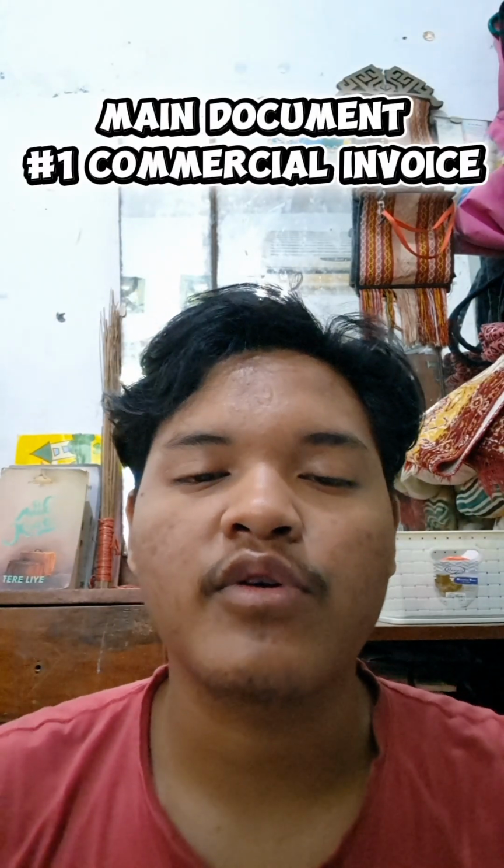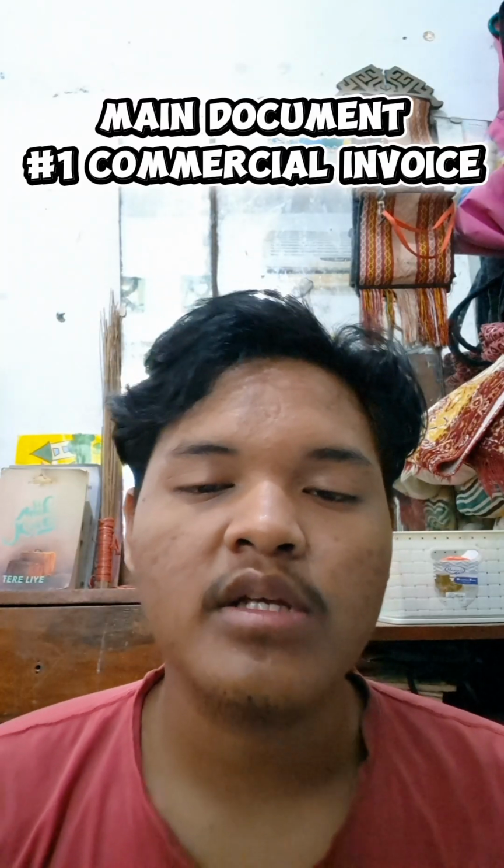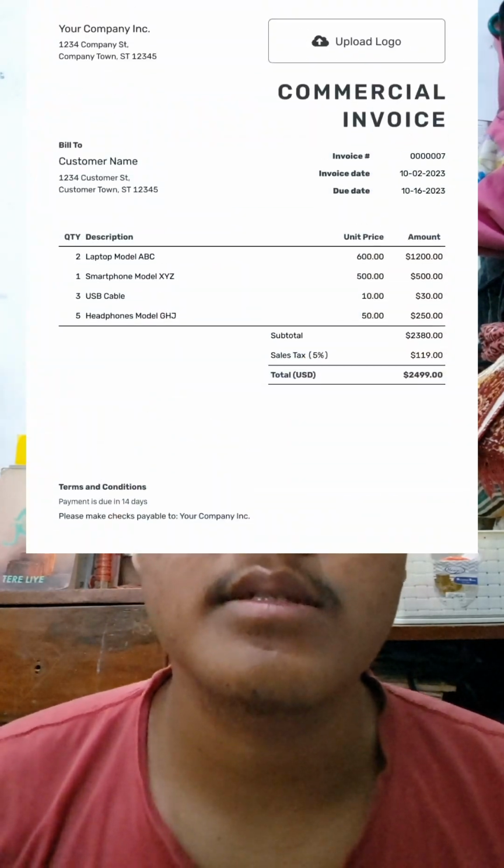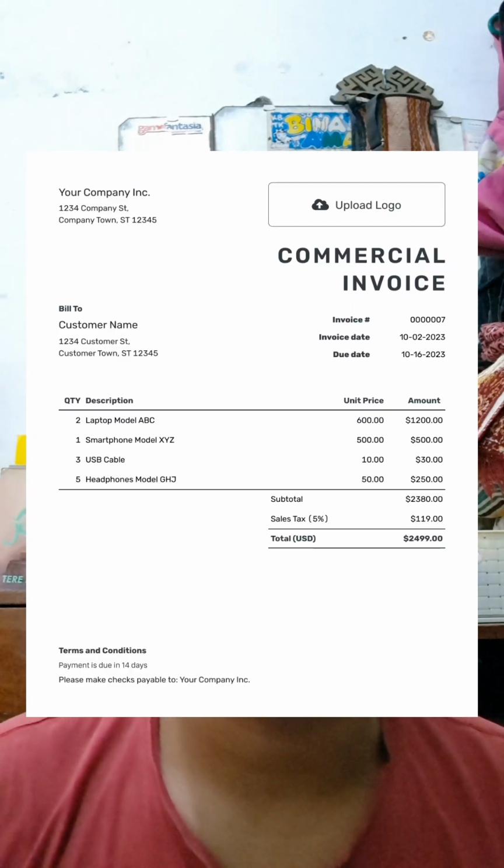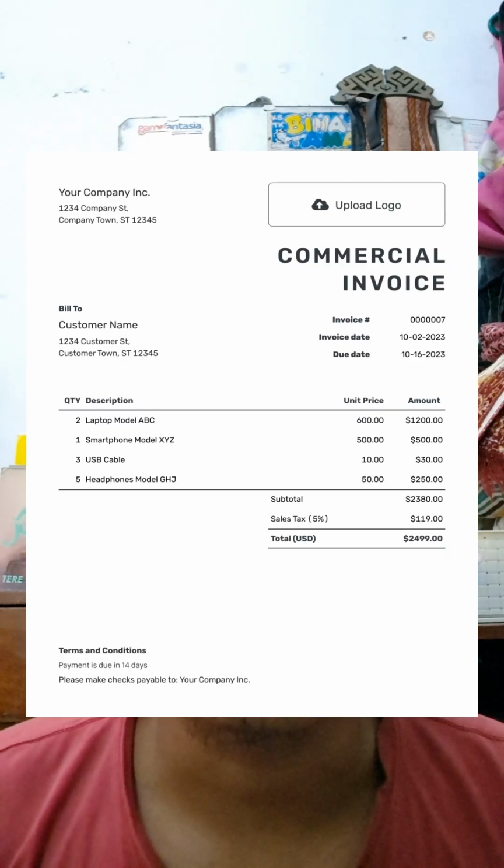First document is the commercial invoice. The commercial invoice is the primary financial document in any export transaction. It is issued by the exporter, in this case the Indonesian manufacturer of Pulen, and addressed to the overseas buyer.